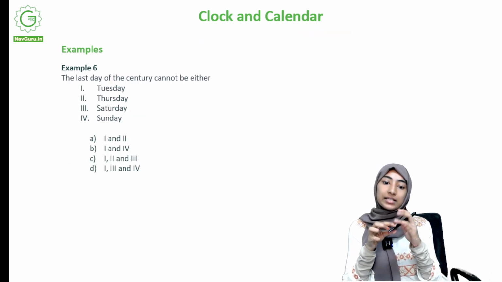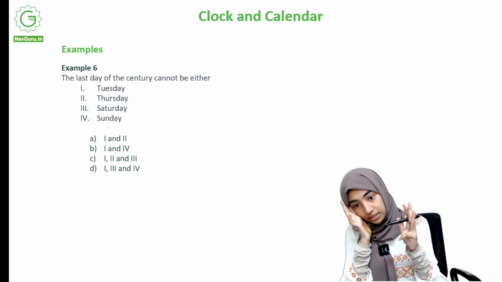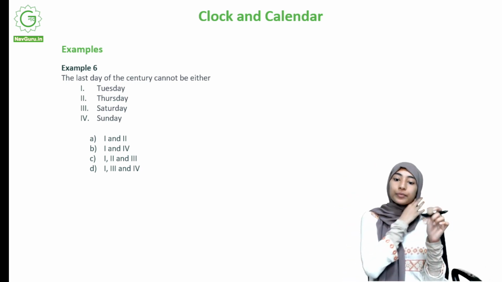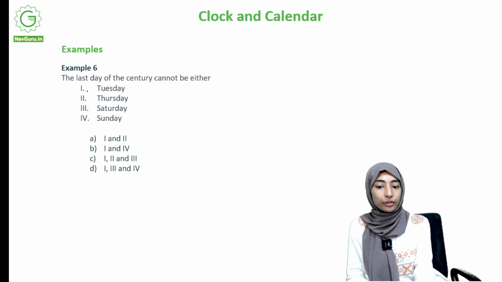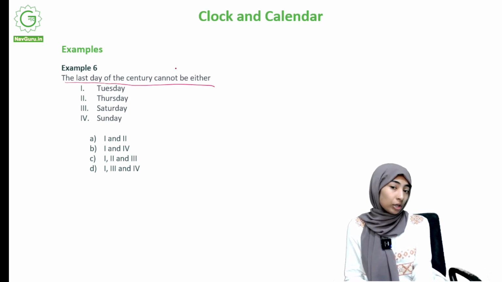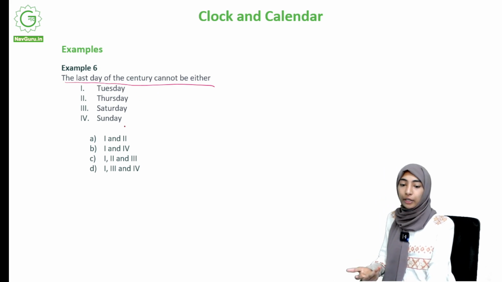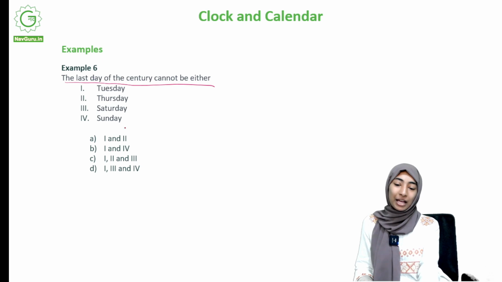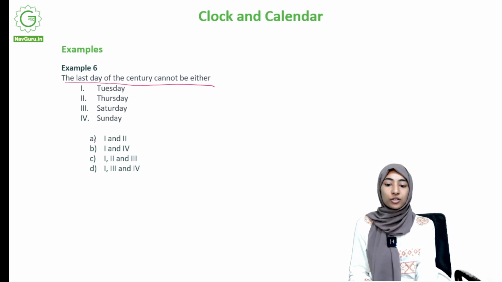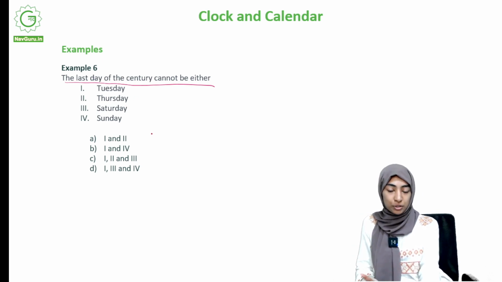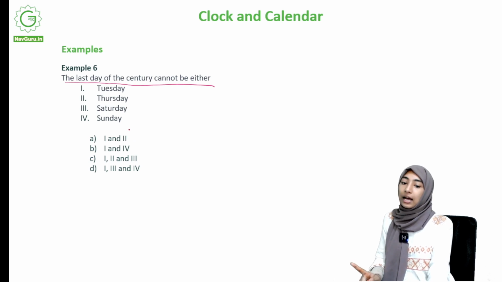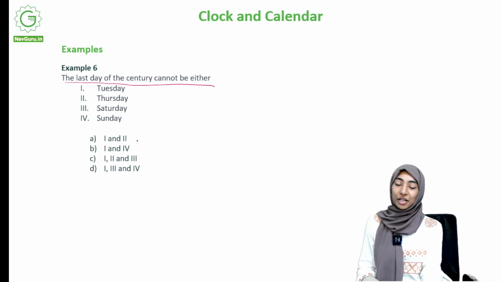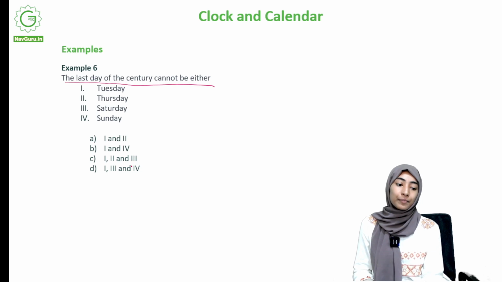The last day of the century cannot be either Tuesday, Thursday, Saturday, Sunday. This again is something that you have in your notes. I know you might not necessarily remember this, but just try to guess. Let's see how good your guesswork is. You also have options, and these options are also useful in one sense. I'm not telling you how, just try to figure out how these options are useful, okay? I'll give you a minute.